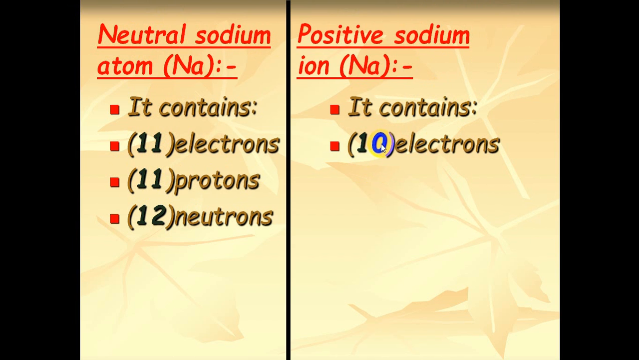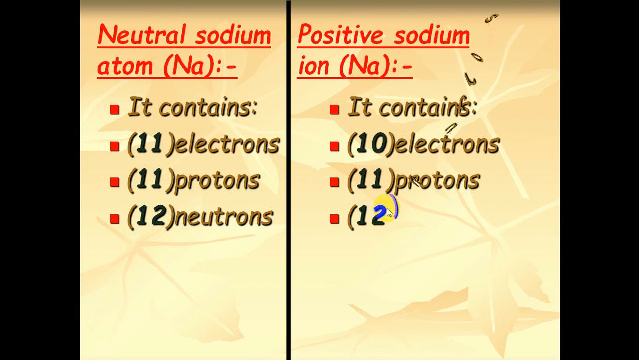It has 10 electrons because it lost 1, and 11 protons and 12 neutrons. So here the electrons are less than protons. Protons are more by 1. So here we call this a positive ion.